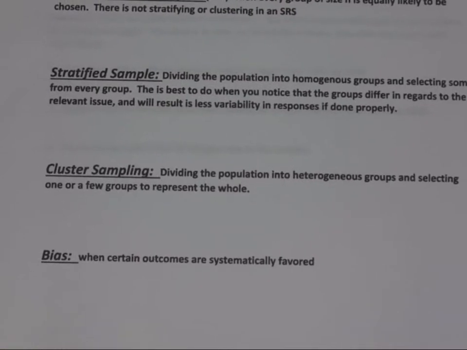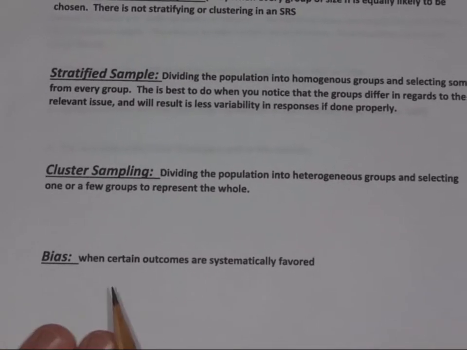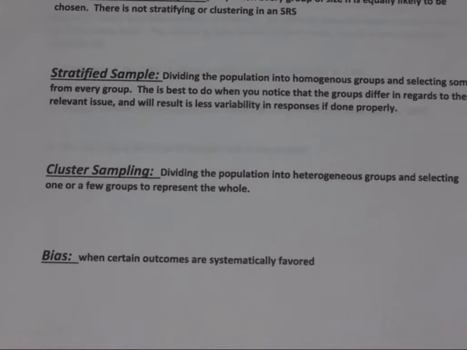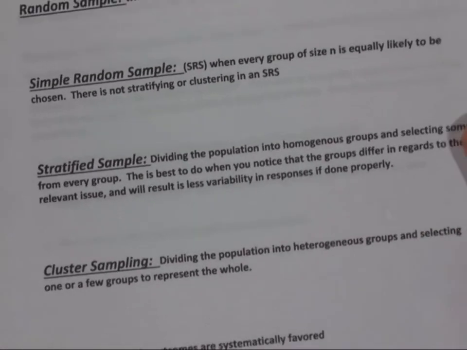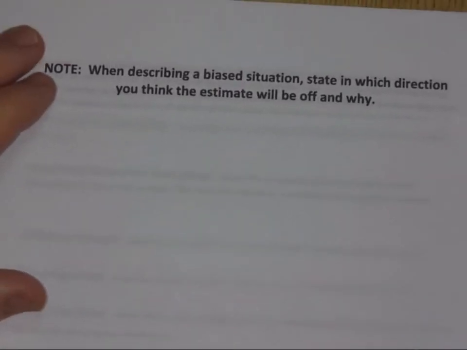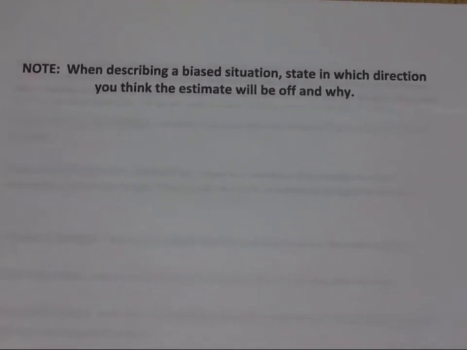So those are our major sampling methods that you have to be able to understand. Then we have what is known as bias. Bias is when certain outcomes are systematically favored, and there are a number of different ways that bias can occur. Your book does a really good job of showing these to you. When you're asked to explain a bias situation, you must be able to explain in which direction you think the estimate will be off and why.